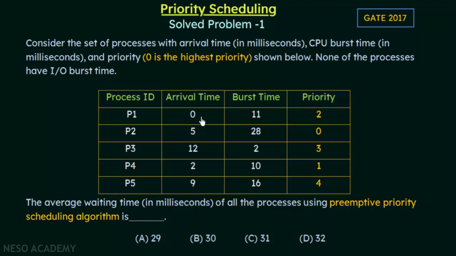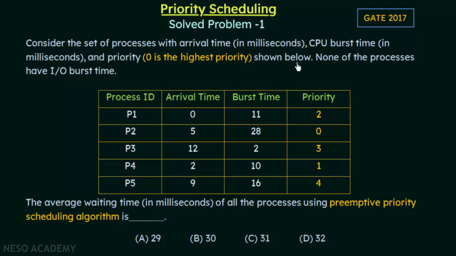Alright, first of all, let's try to understand what this question is asking. We are given 5 processes with process IDs P1 to P5, their arrival times given in milliseconds, which is shown here, and their burst times also given in milliseconds, which is shown here. Then we have the priority of each of these processes shown in the last column. 0 is the highest priority, and the next highest priority will be 1, then 2, 3, and 4. So we are given this much information.